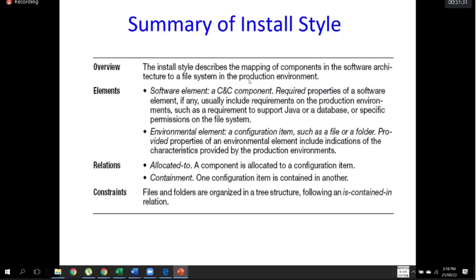So the installation view describes the mapping of components in the software architecture to the file system, basically. The file system in the production environment. So your software elements will be mapped into the file structure. Software elements can be a program, whatever code you are developing, and where these programs are going to be stored in your cabinet.